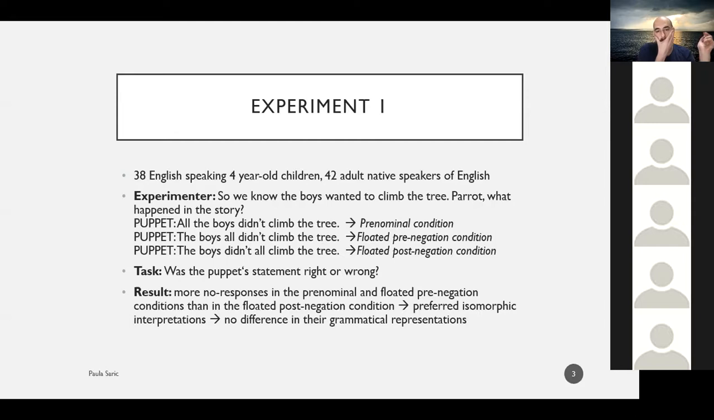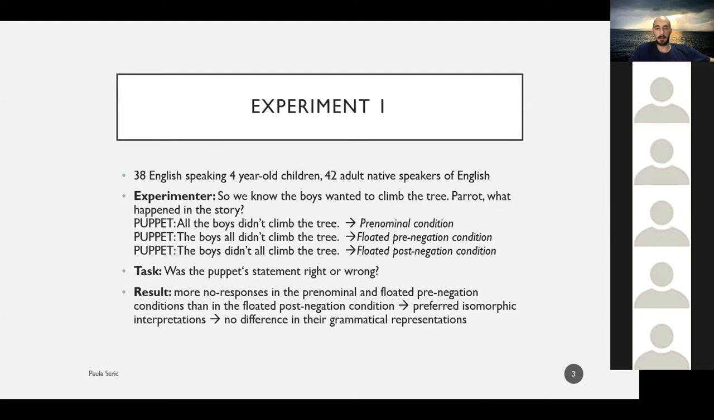Yeah, the dependent measure in the analysis was the proportion of no responses, which corresponded to isomorphic readings in the pre-nominal and floated pre-negation conditions, and to non-isomorphic readings in the floated post-negation condition. Results had shown that participants gave more no responses in the first 2 conditions than in the third one.